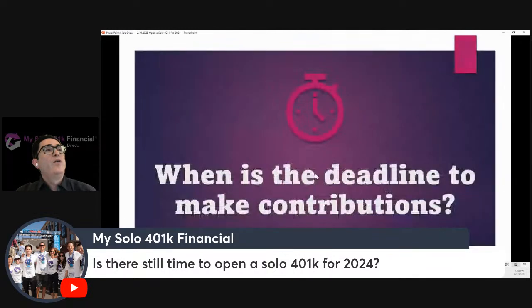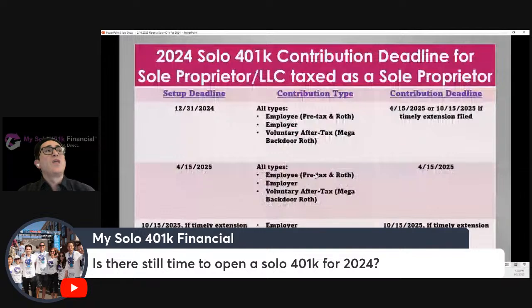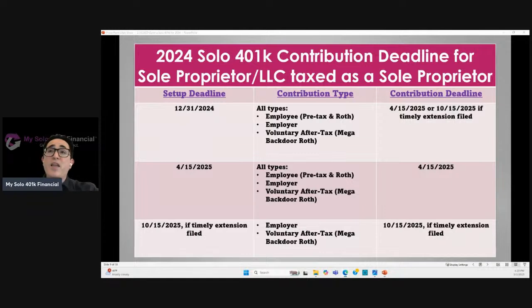Now it depends on how their business is taxed. If their business is taxed as a sole proprietorship, then they could still set up a plan here in 2025 and make all types of contributions, but they'd have to set up the plan in time to make those contributions by April 15th: employee, employer, and voluntary after tax. If they don't set up the plan in time to make the contributions by April 15th, they could still make employer or voluntary after tax by October 15th, as long as they file a timely extension for their 1040.